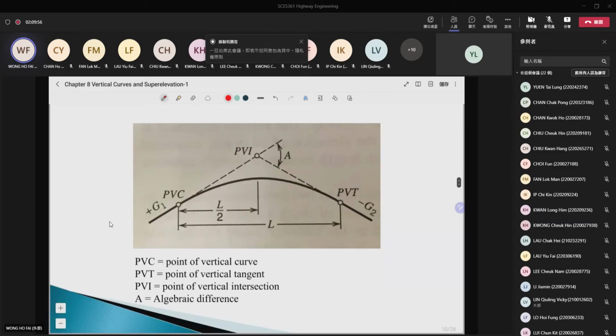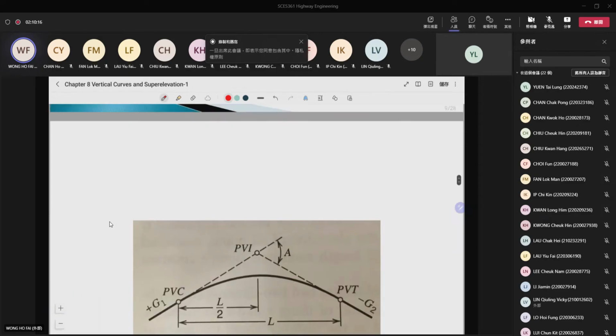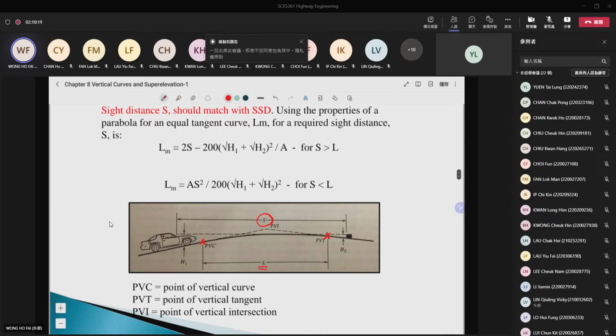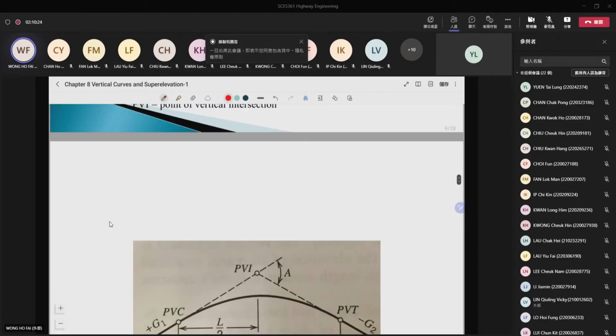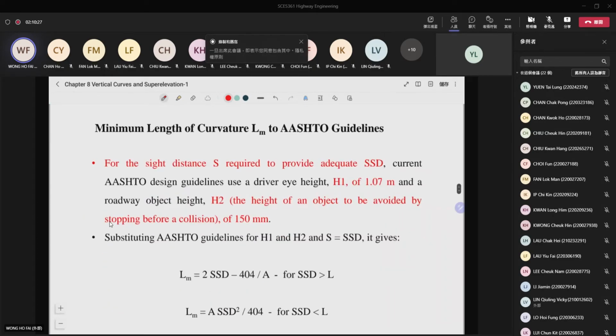A is equal to the algebraic difference between the two grades. If you extend the tangent line from the left-hand side and the tangent line from the right-hand side, A is the difference in the gradient. Then you can derive that Lm equals the expression above. Now for the sight distance S, it should be provided and be equal to the SSD.